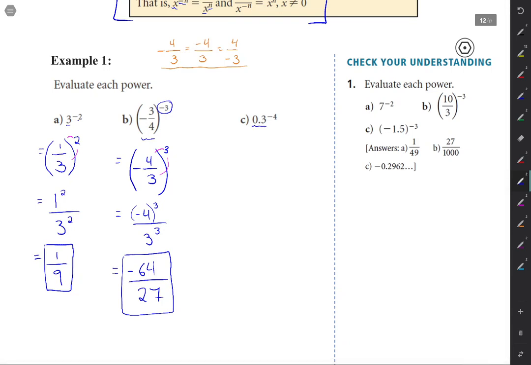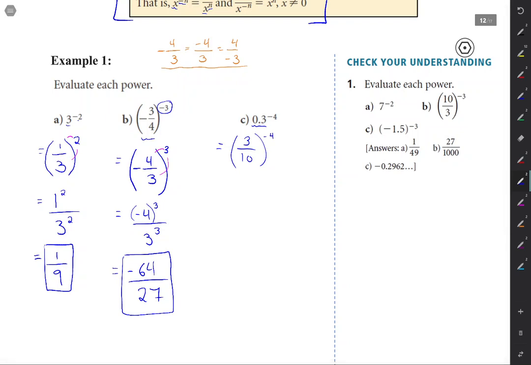And I don't like dealing with decimals in pre-cal, but I do like dealing with fractions. So what I'm going to do is switch this decimal into a fraction. So this is 3/10. If we were to write this as a fraction, it would be 3/10, like so. And we would still have that -4 on the outside there.